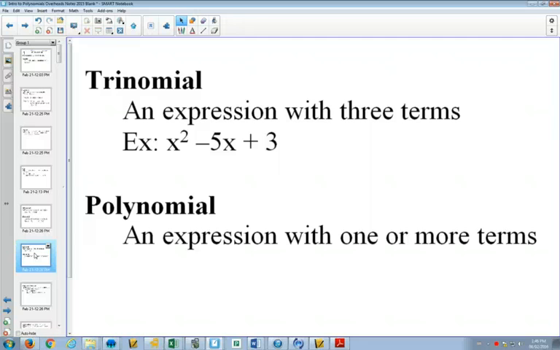On some multiple choice questions, they'll say which word best describes it. And then it gives you a binomial, and your choices are monomial, binomial, trinomial, coefficient. They won't give polynomial as one of the options.